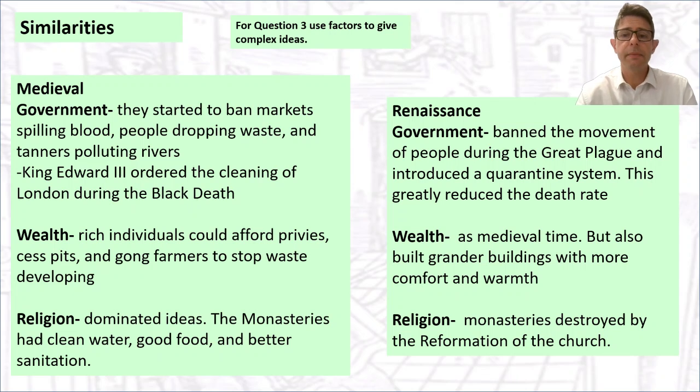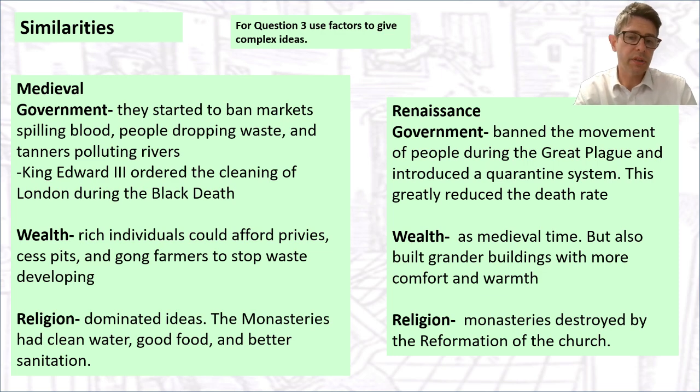So finally, let's think about similarities. So we've already pointed out government were quite similar in terms of public health. Okay, so in medieval time they started to take action, banning waste. King Edward ordering tidying up. This becomes more significant as an idea in the Great Plague and the Great Fire of London.